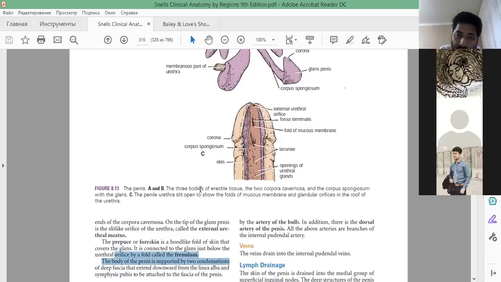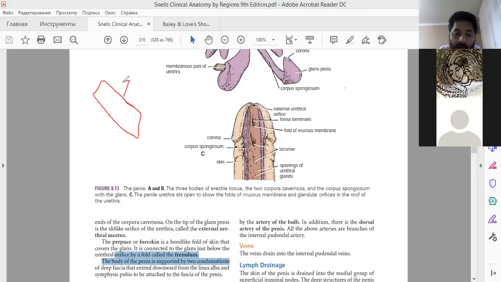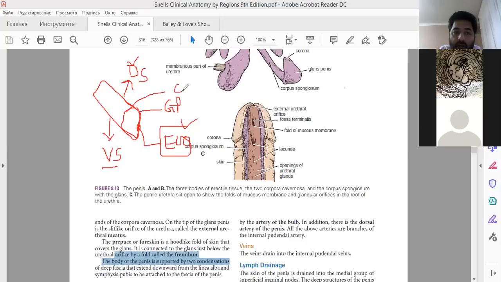Now it has two surfaces. If I draw here like this, the upper surface is the dorsal surface, and the lower surface is the ventral surface, and on the tip there is the external urethral orifice. This structure is known as glans penis. This part here is known as the corona, not coronavirus, this is corona. Here it is covered by skin, and all this skin can be retracted. This skin is known as prepuce or foreskin.